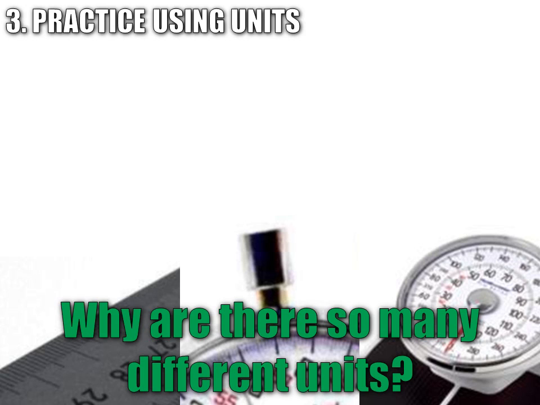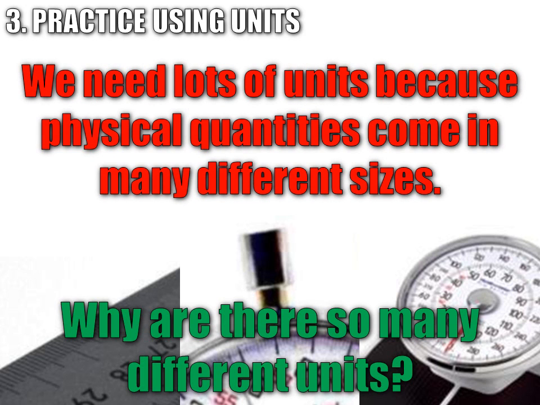Well, the reason we have so many different units, and maybe you thought about this or talked about this, is because there are many different sized objects in the universe. And we need lots of units because physical quantities come in many different sizes. For example, you wouldn't want to use inches to measure the distance from the Earth to the Sun.